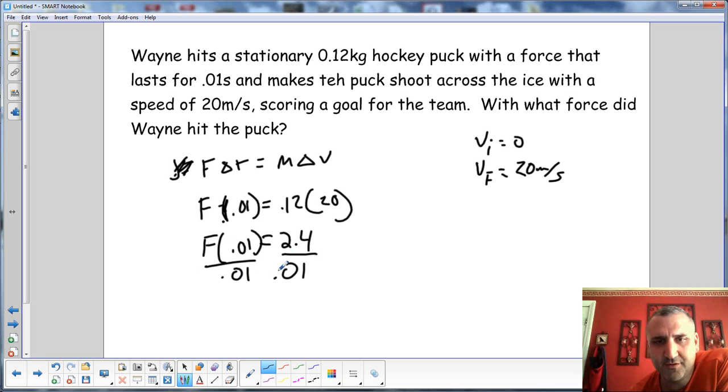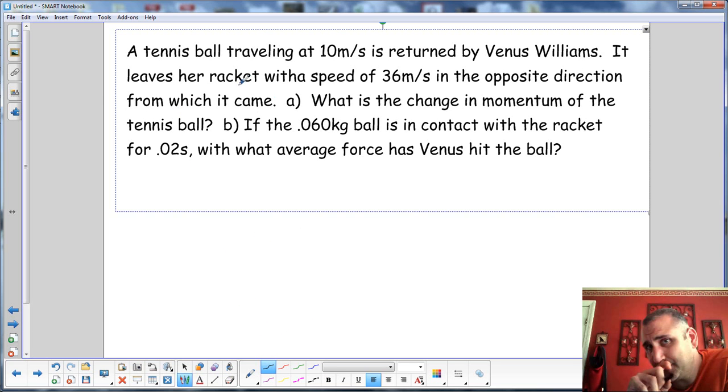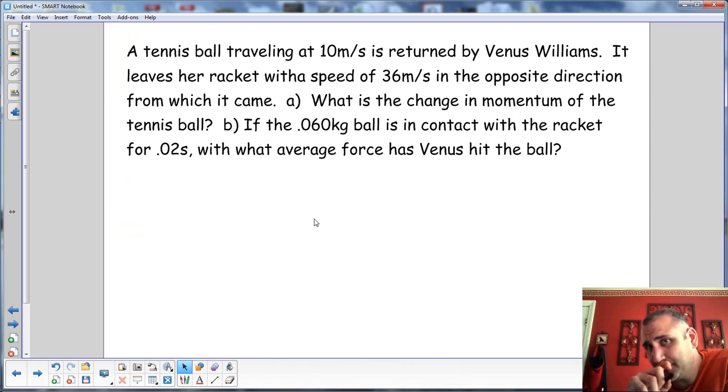A tennis ball traveling at 10 meters per second is returned by Venus Williams. It leaves her racket with a speed of 36 meters per second in the opposite direction from which it came. A, what's the change in momentum of the tennis ball? And B, if the 0.06 kilogram ball is in contact with the racket for 0.02 of a second, what's the force? This is a little trickier because we're having a big change in velocity. The ball starts out going this way at 10 meters per second, so let's make that positive 10, and then she hits it and it goes that way with a velocity of 36 meters per second.